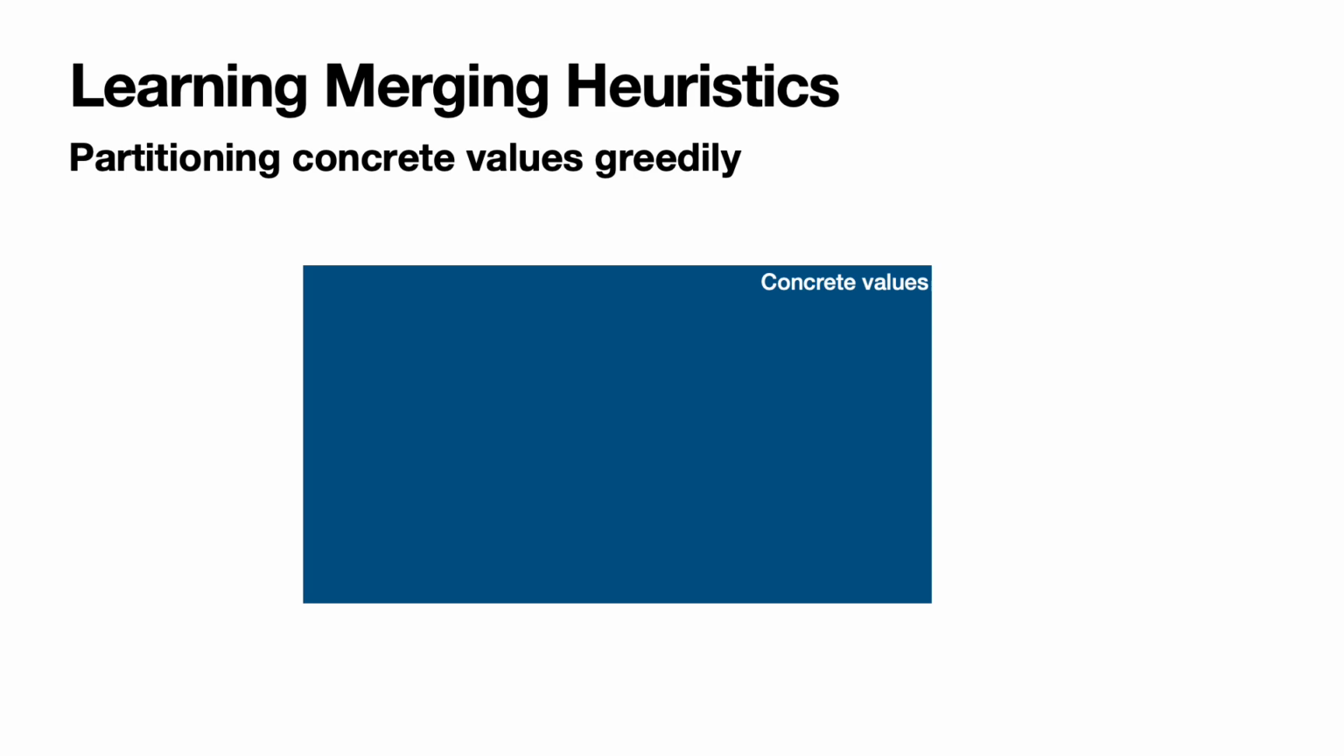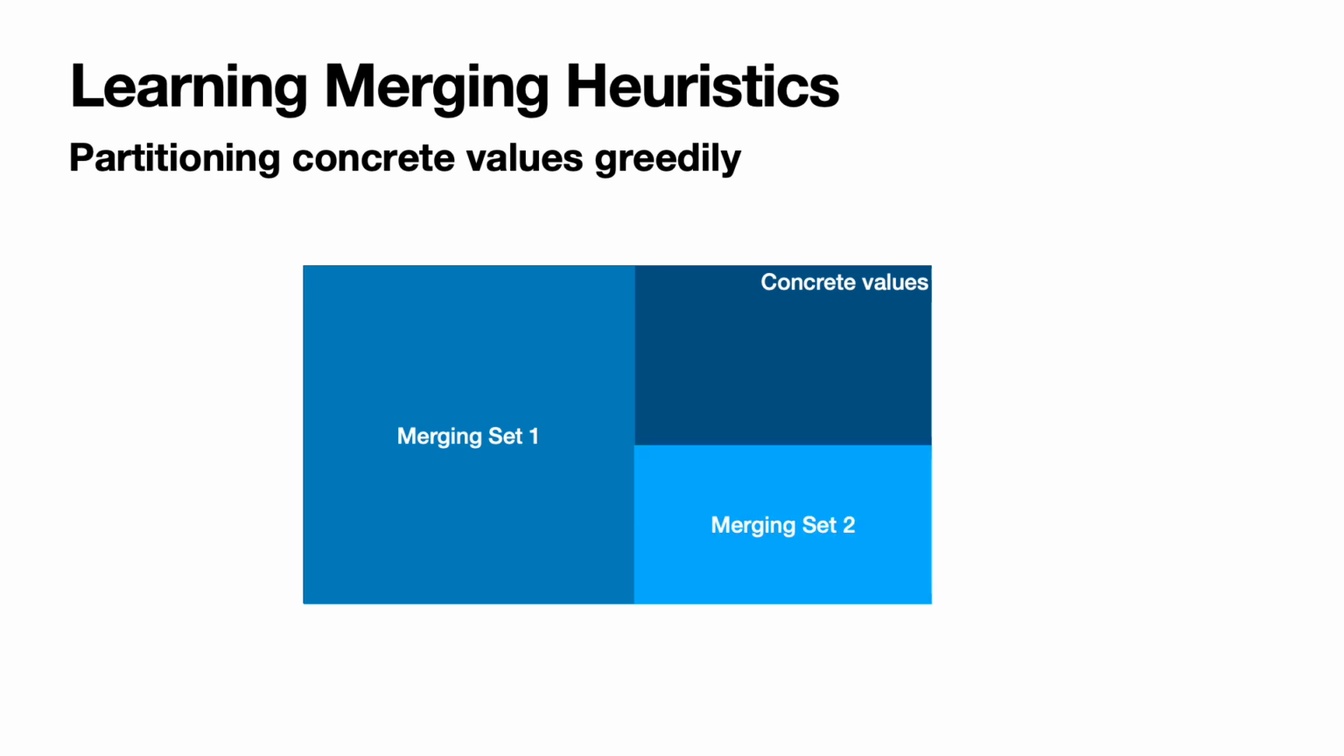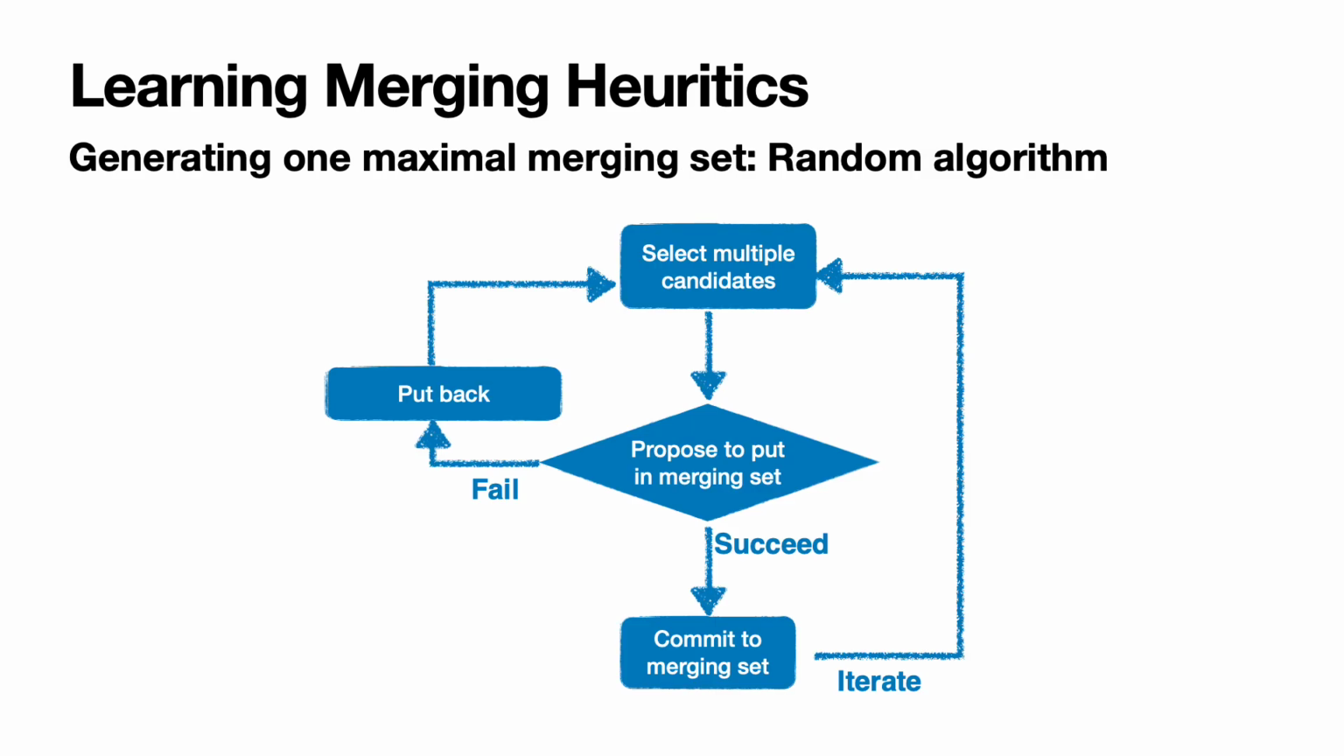This can be done by specifically designed strategies if you have some insight about the analysis. But to make our approach generally applicable to different analyses, we use a greedy algorithm to partition these concrete values iteratively. At first, we find a maximal set of concrete values that preserves the original precision, and merge them into one abstract value. Then we find the next maximal merging set in the remaining values, and next, iteratively.